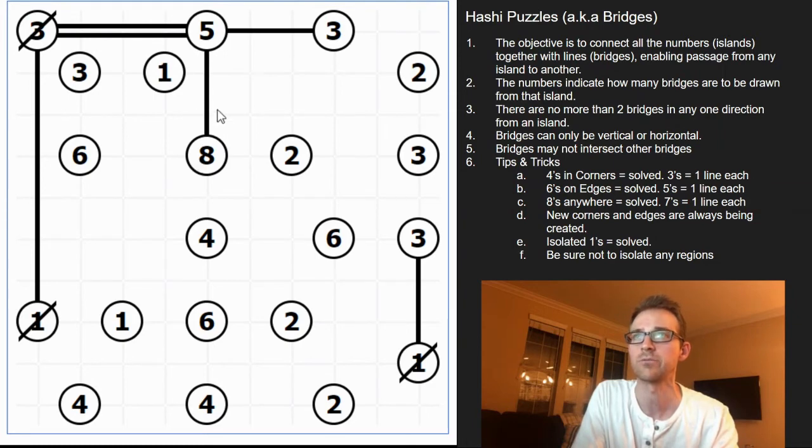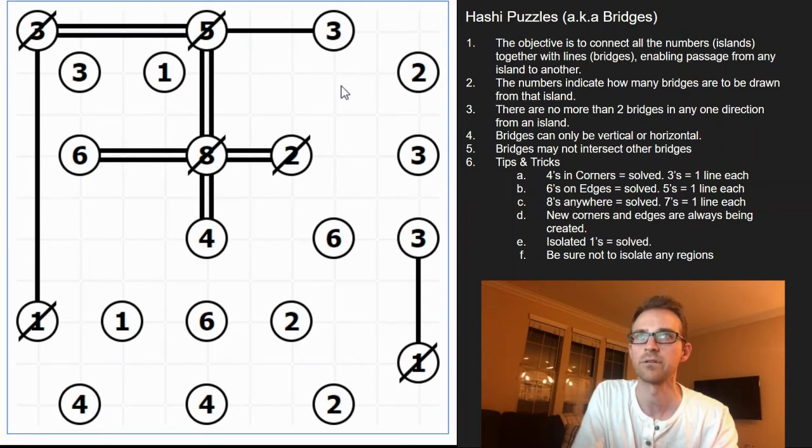Oh, here's an 8. So perfect. An 8 has 2 lines going in every direction. So that solved the 2, solves the 8, solves the 5. Now this 3 has to have 2 lines coming down because it only sees 2 islands. So it's kind of in a corner, and it can't go this way anymore. So it has to come down.